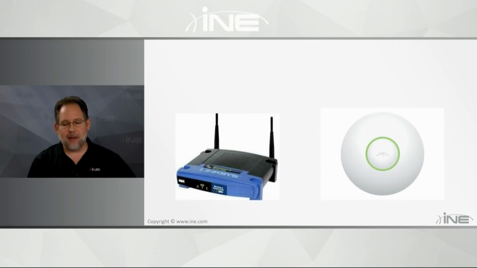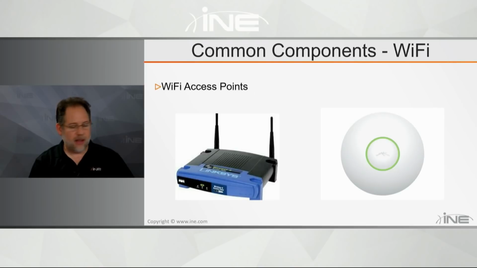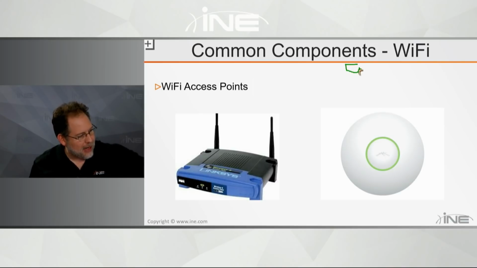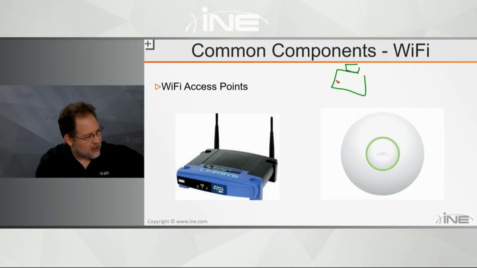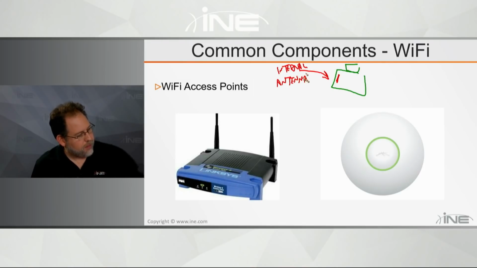And then another very common component in networks today is your Wi-Fi access point. So here is your laptop, and these days you don't see any antenna or anything in that laptop, but it does have one. Let's just say that this line right here represents the internal antenna. Okay?